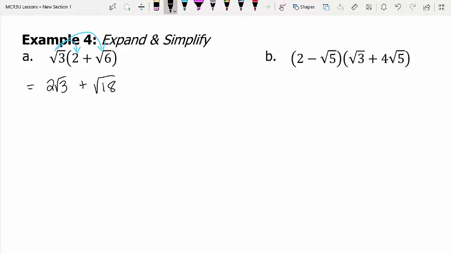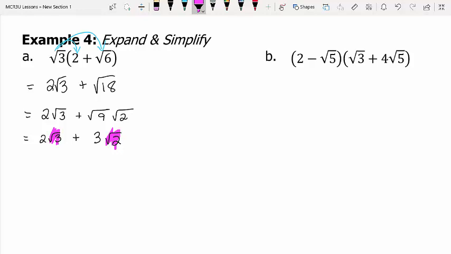Okay, let's go ahead and see if we can break any of these radicals down into factors where one is a perfect square. So there's nothing we can do with our root 3, but we can divide up root 18 into root 9 and root 2. And then this becomes 3 root 2. Okay, that's as far as we can go. We can't add these two together because remember, when adding or subtracting radicals, they need to have like terms. And these are not like terms because one has root 3 and one has a root 2. So we're just finished there.